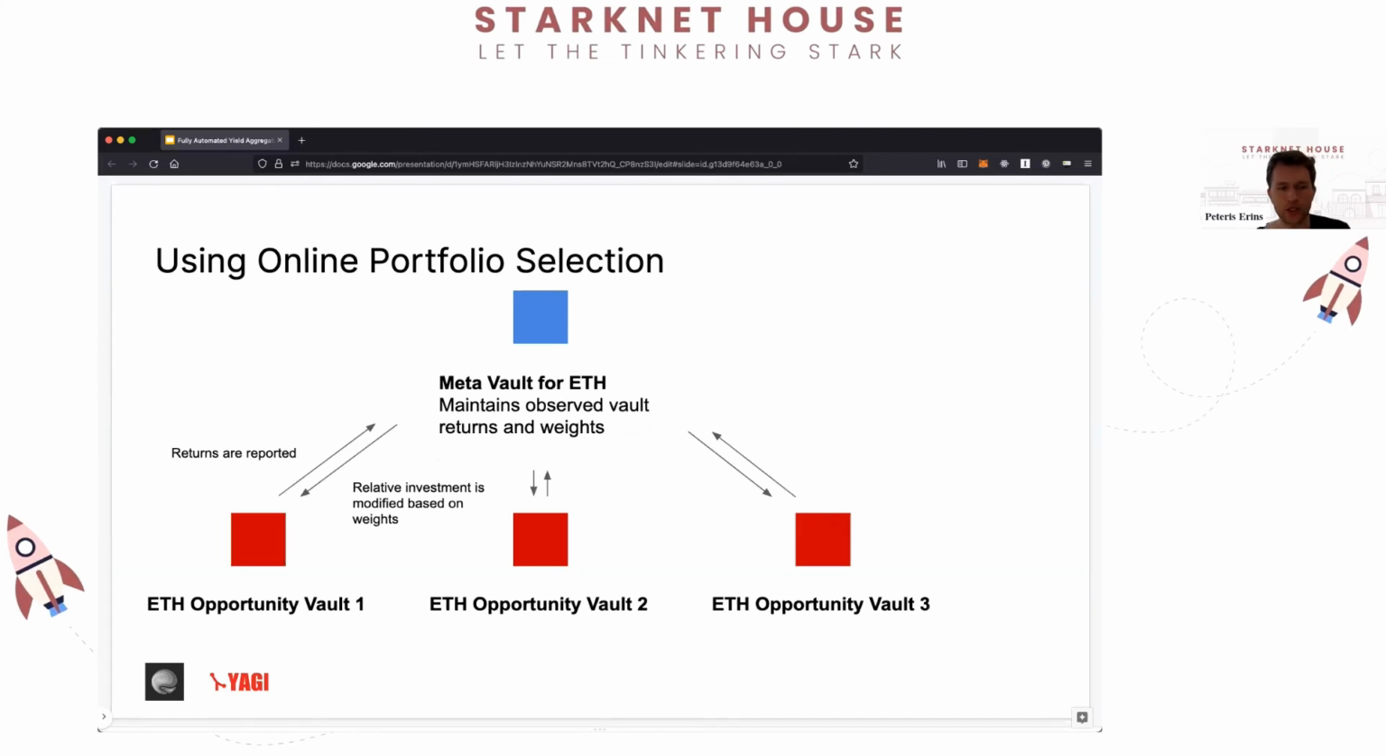And so the idea is that each vault will just report its returns, and then this meta vault, or aggregator vault, will decide on the relative investment amounts.